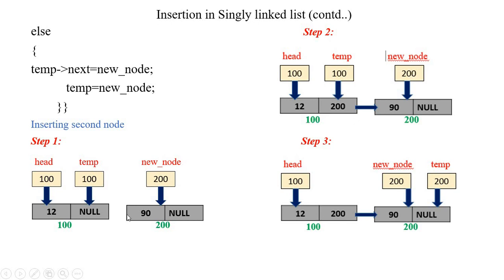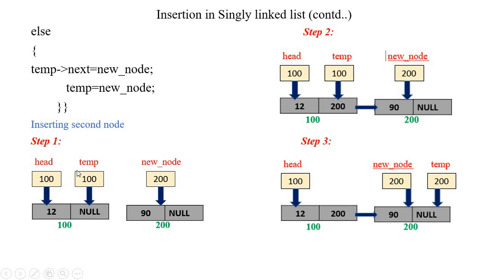So if I want to create this link, what do I have to do? I have to update this particular position with what? 200. Since the address of the next node is 200, I have to update this position with 200. To update this position with 200, what can I do? Two pointers, head and temp, are pointing to this particular position.